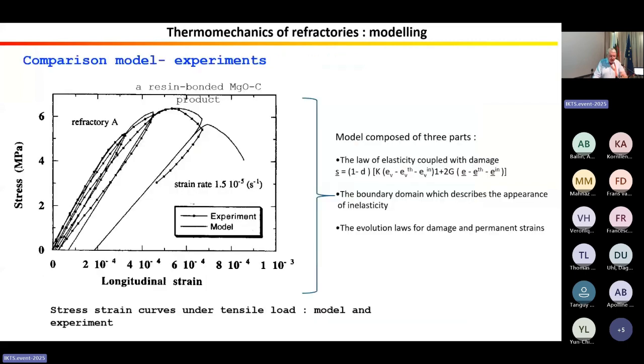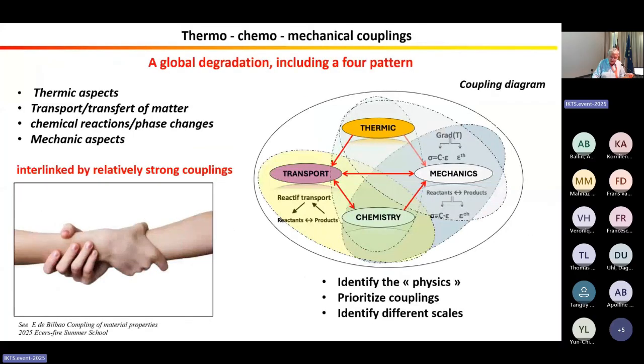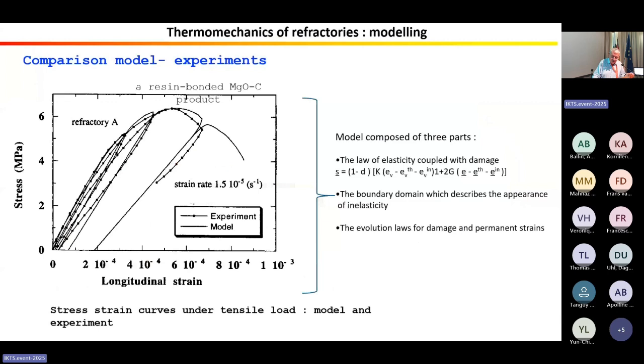Here you have an example of a comparison between model and experiments for resin-bonded magnesia graphite products. This figure represents stress versus strain. The model is composed of 3 parts: a law of elasticity coupled with damage, the boundary domain which describes the appearance of inelasticity, and the evolution laws for damage and permanent strains. And we have a good correlation between experiments and model.